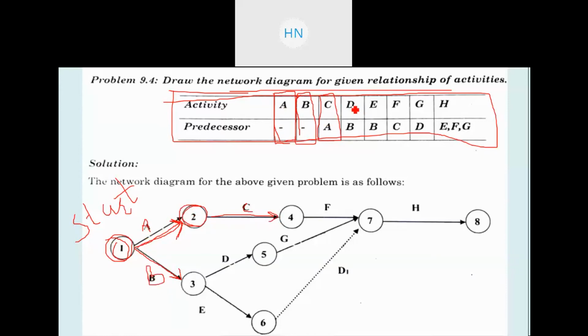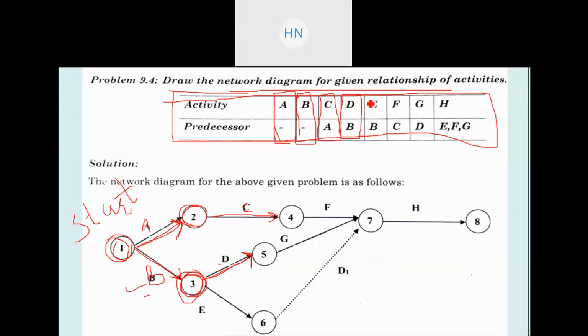Then activity D, look at activity D. It is having predecessor as activity B. So after B completes, D can happen. So here this is your B activity. After B, the D can complete. So I am adding one more event, that is node number 3 or event number 3, and then I will be getting the activity D as coming out. That is activity D, right? So after B completes, D can happen.